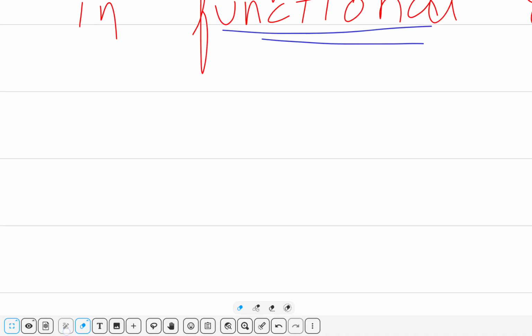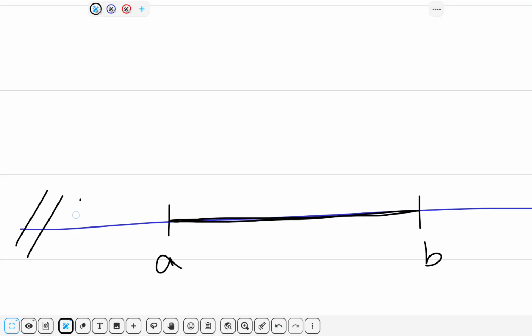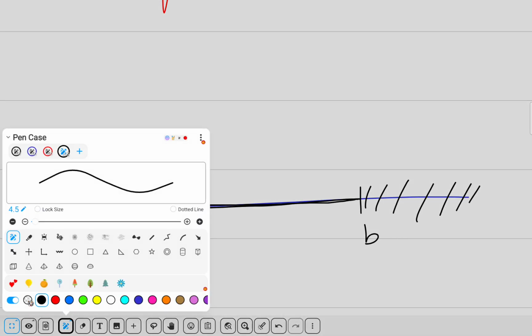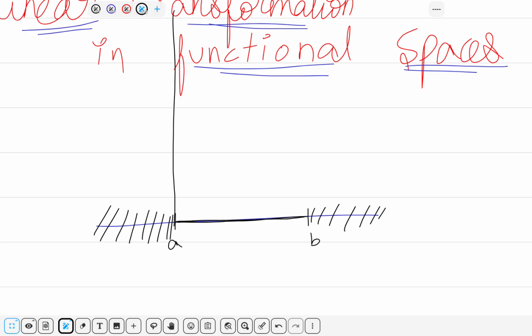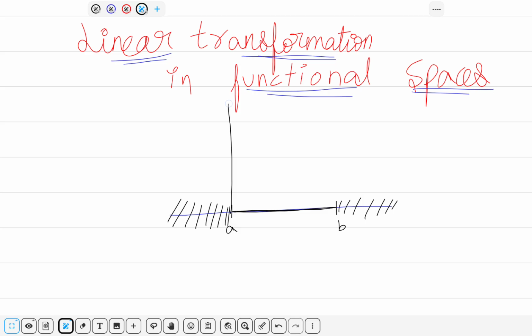Suppose you have a real axis, and in this real axis you define an interval between 2 points, and you are only concerned about the points between these 2 points, and anything else you are not concerned with. Let's make a boundary on this. So here is the boundary.